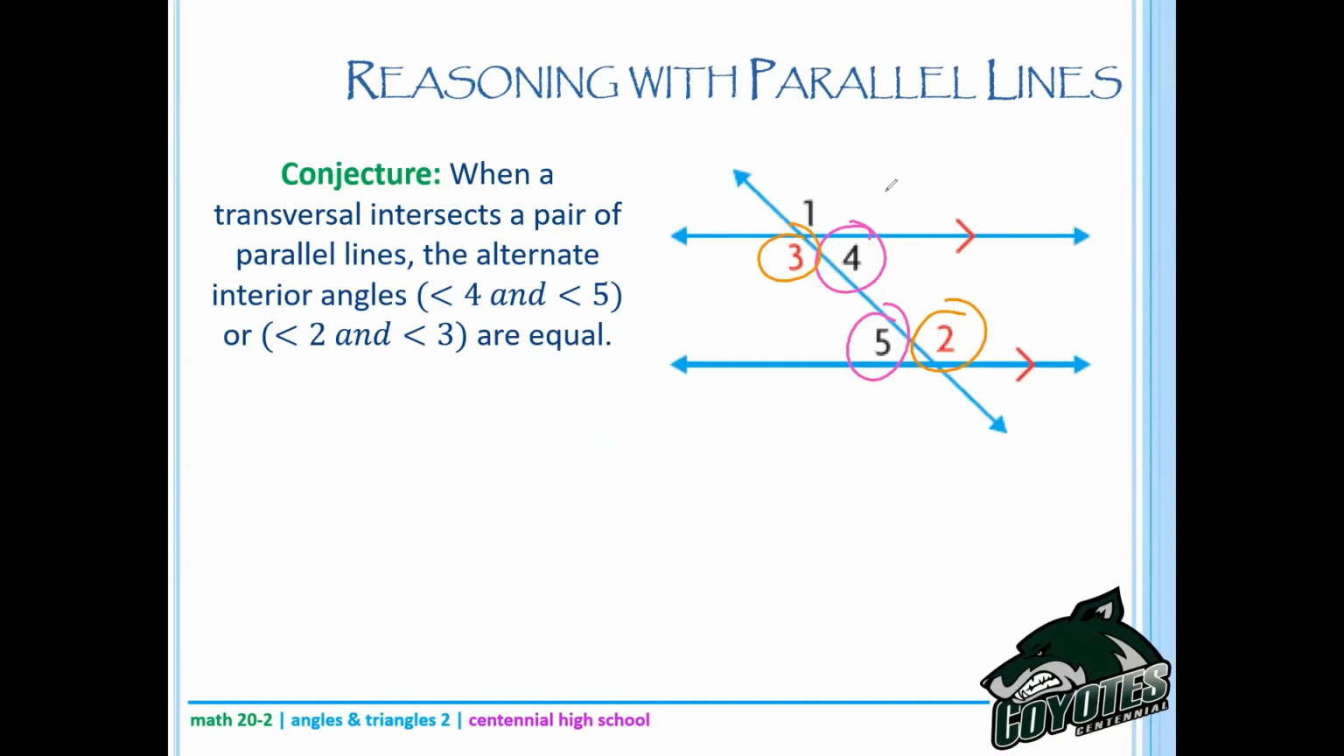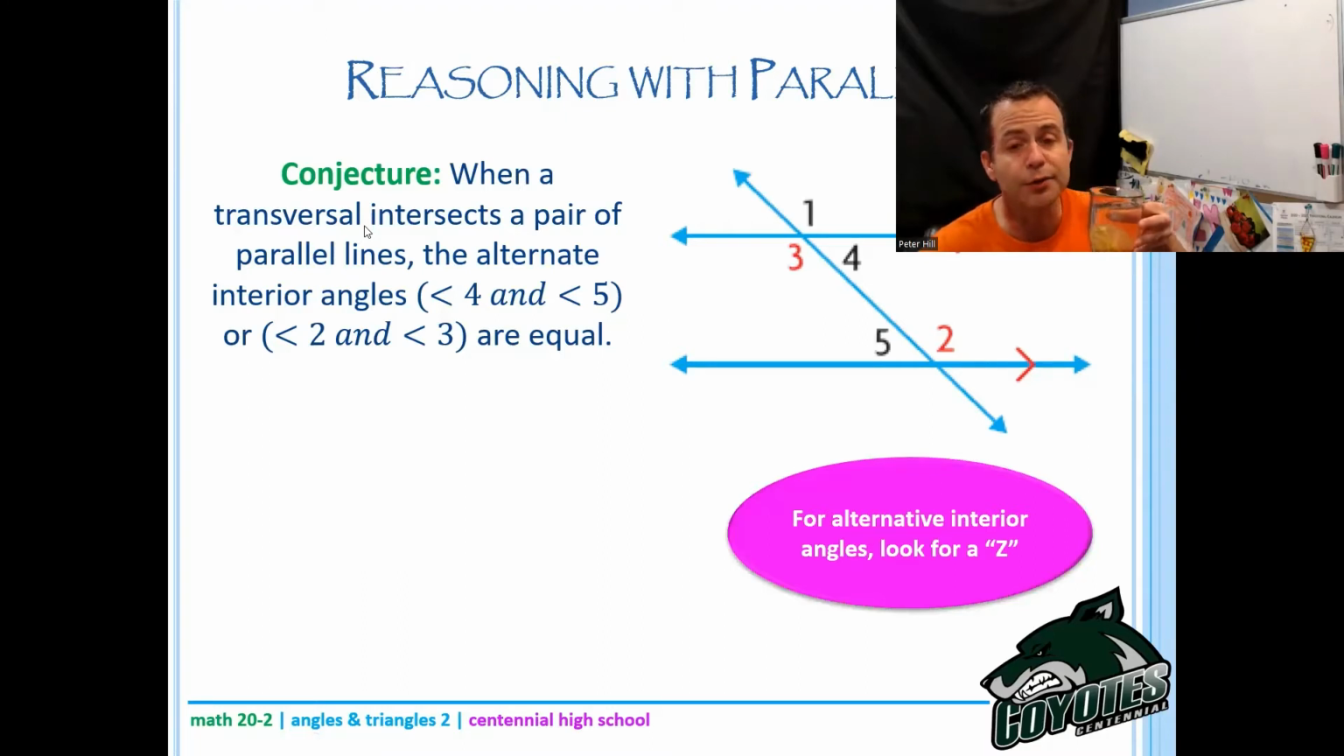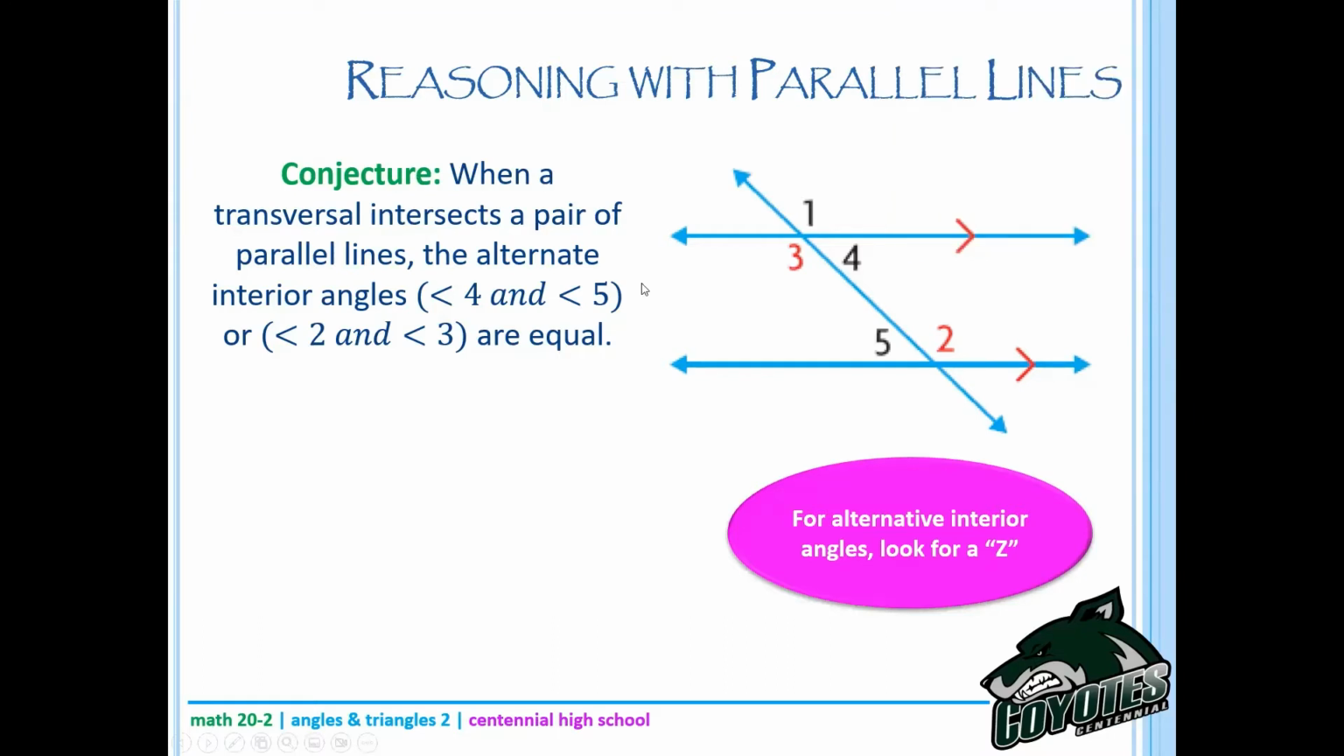So interior means they're on the same side of the parallel lines, and then alternate means they're on opposite sides of the transversal. Okay, so let me just get myself back rolling there. And what we're going to do is essentially, when we're talking about alternate interior angles, look for a Z. Now, either that Z could be like a regular looking Z or a backwards looking Z. I'm going to hide myself one more time just so that you can see what I'm about to draw. And it would look something like this, okay? So that would be alternate interior angles.